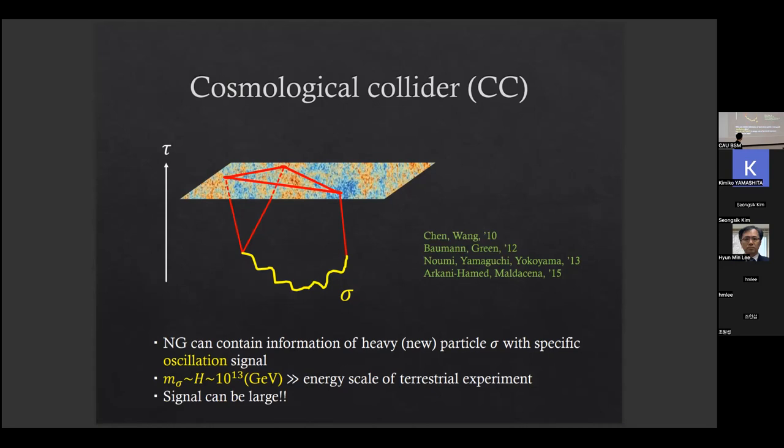So again, I said the non-Gaussianity from the self-interaction, if you assume the simple model, is really small. That is what I said. But depending on the diagram, this kind of diagram can give a large signal, unlike the self-interaction. So we may expect a large signal. Of course, it depends on the interaction. So let me go into more detail.